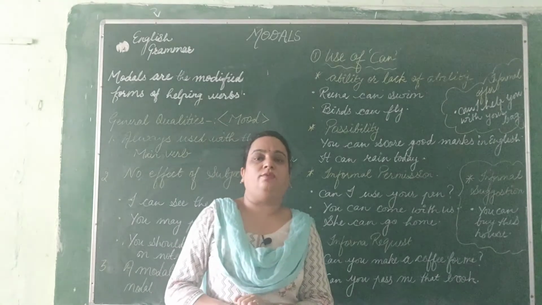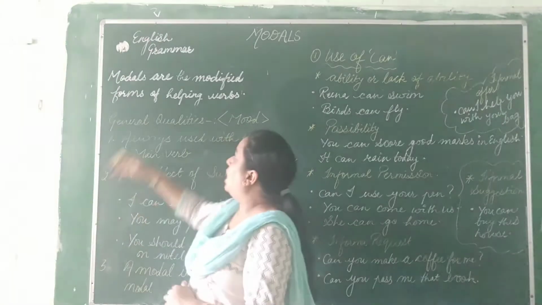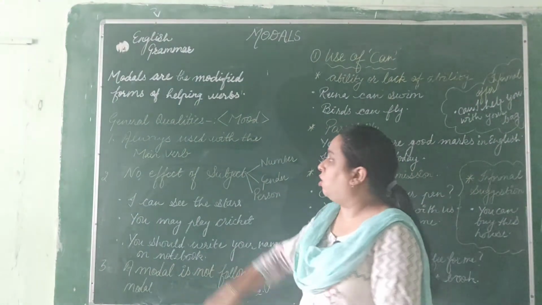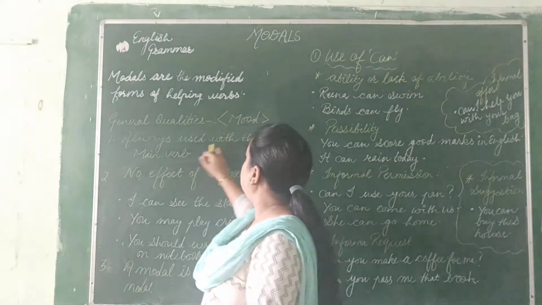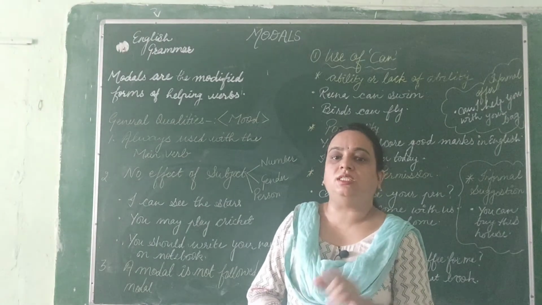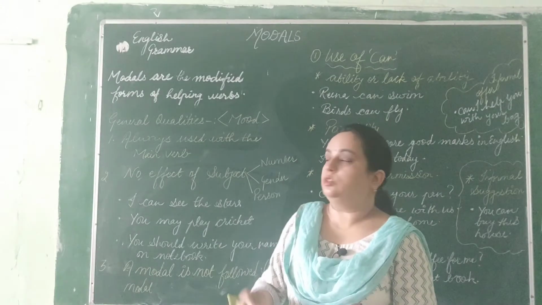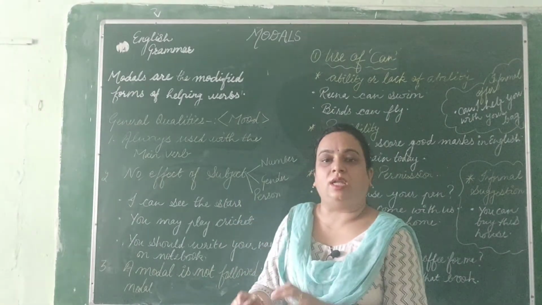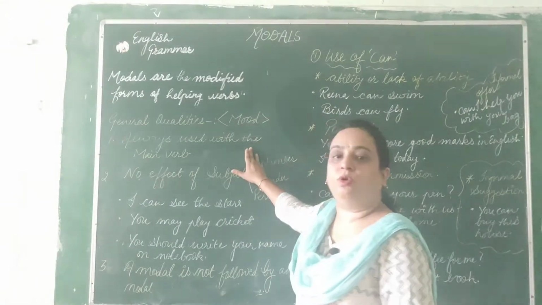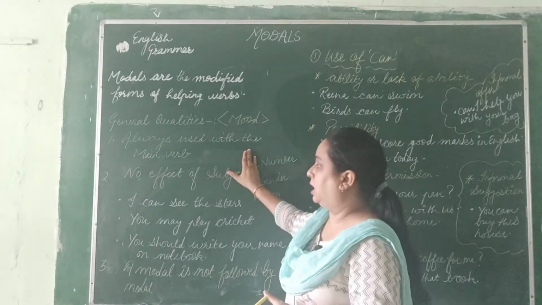Two, three things you have to keep in mind always: modal auxiliaries are the modified forms of the helping verbs, and they are always placed with the main verbs. When we talk about the main verbs, it is the root form or the base form we speak, right? Suppose write, sing, dance, something like that. Alone we cannot use these modal auxiliaries. We need a main verb or the principal verb or the root verb with that.